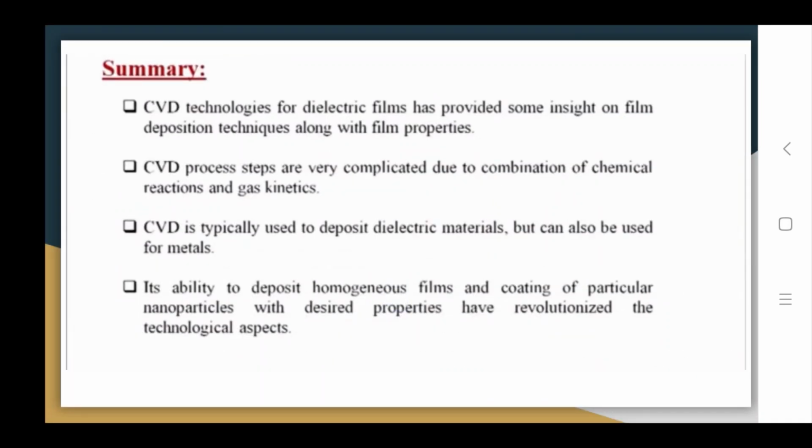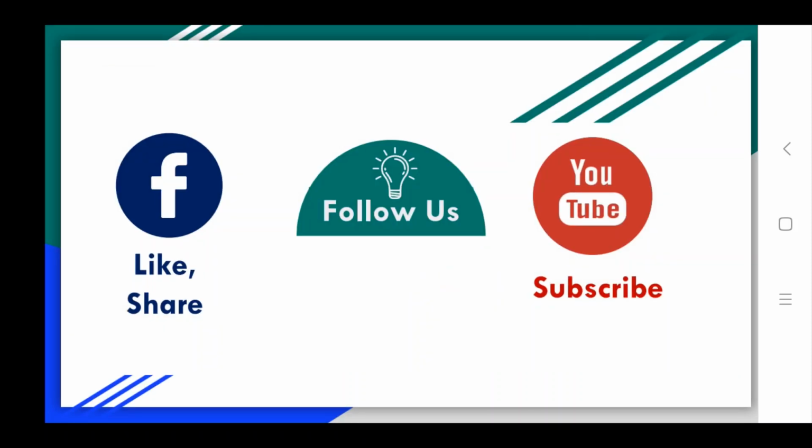Okay, so here I have given some summary about this. So this is about our today's lecture. Here we have finished the CVD technique.